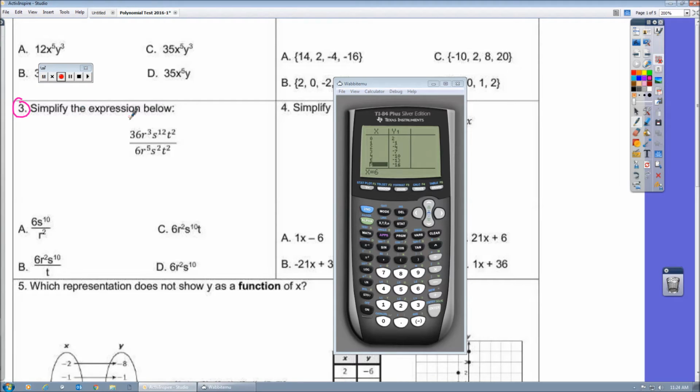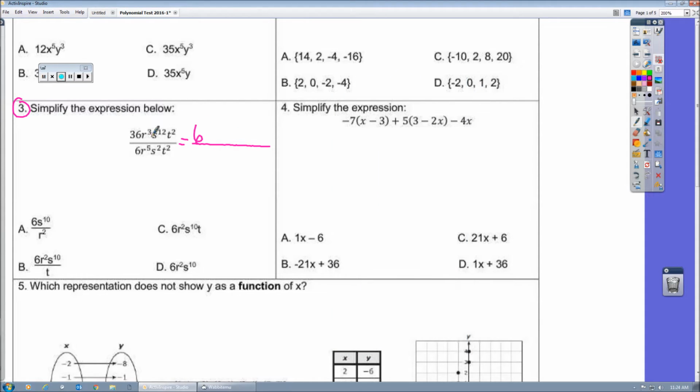Question 3, simplify the expression below. Start with your numbers. 36 divided by 6. If I do 36 divided by 6, I get a whole number of 6. So now, if you don't remember your rules for dividing, you can actually write your exponents out in expanded form. So r to the 3rd would give me 3 r's. r to the 5th would give me 5 r's. And then what you want to do is cancel out what I call sets of r's, and then circle what you have left.